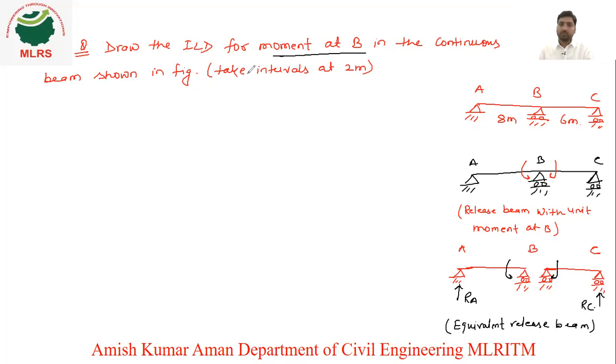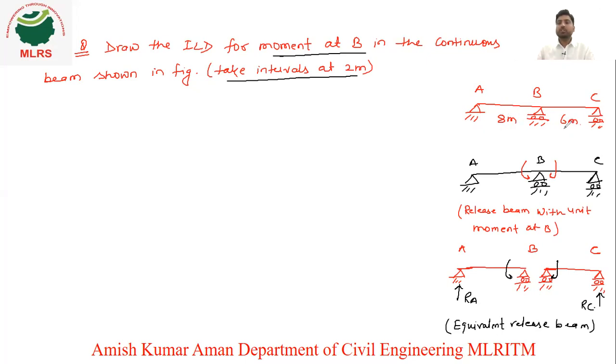Okay. So this is your beam and they have given to take the intervals at 2 meters. So they have already mentioned we need to take intervals of 2 meters, right? So the first interval will be 2, 4, 6, 8, then here 2, 4, 6. In the previous problem there was no mention of intervals, so we took 1 meter intervals. So now, this is your beam ABC, this is 8 meters, this is 6 meters.